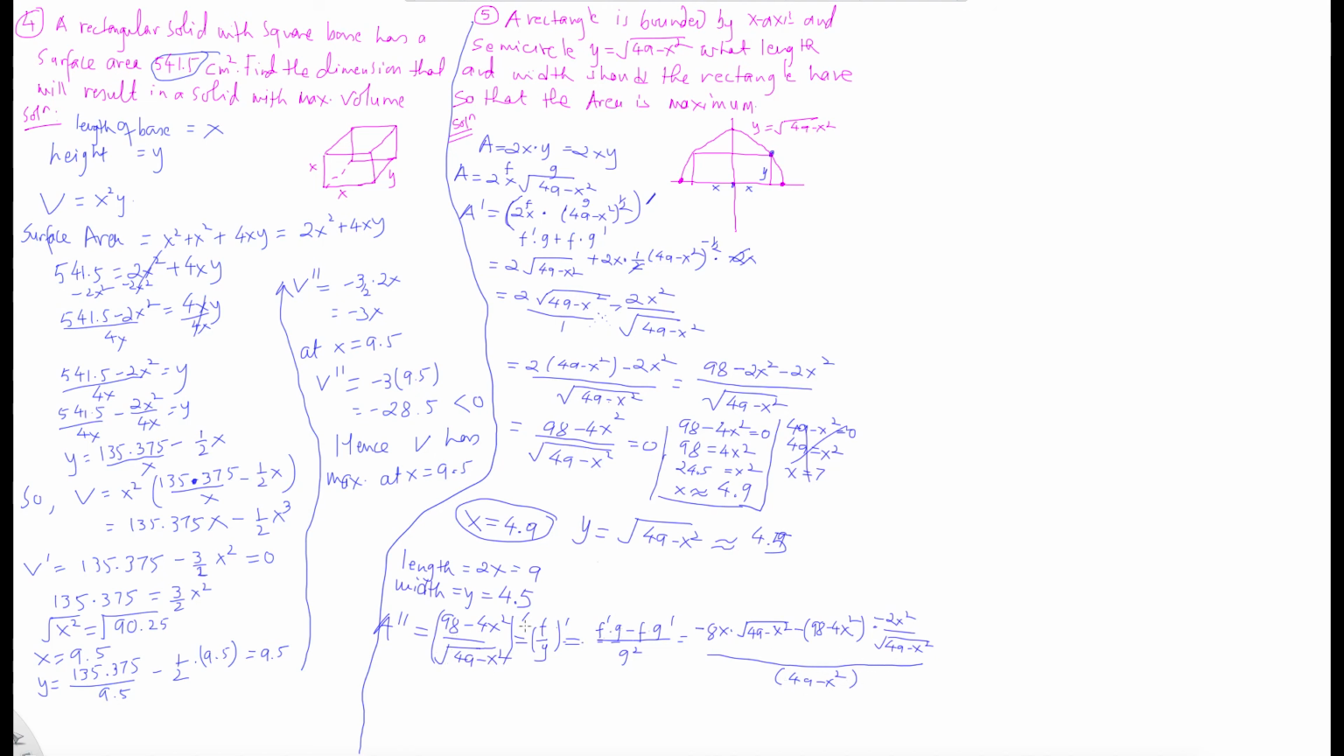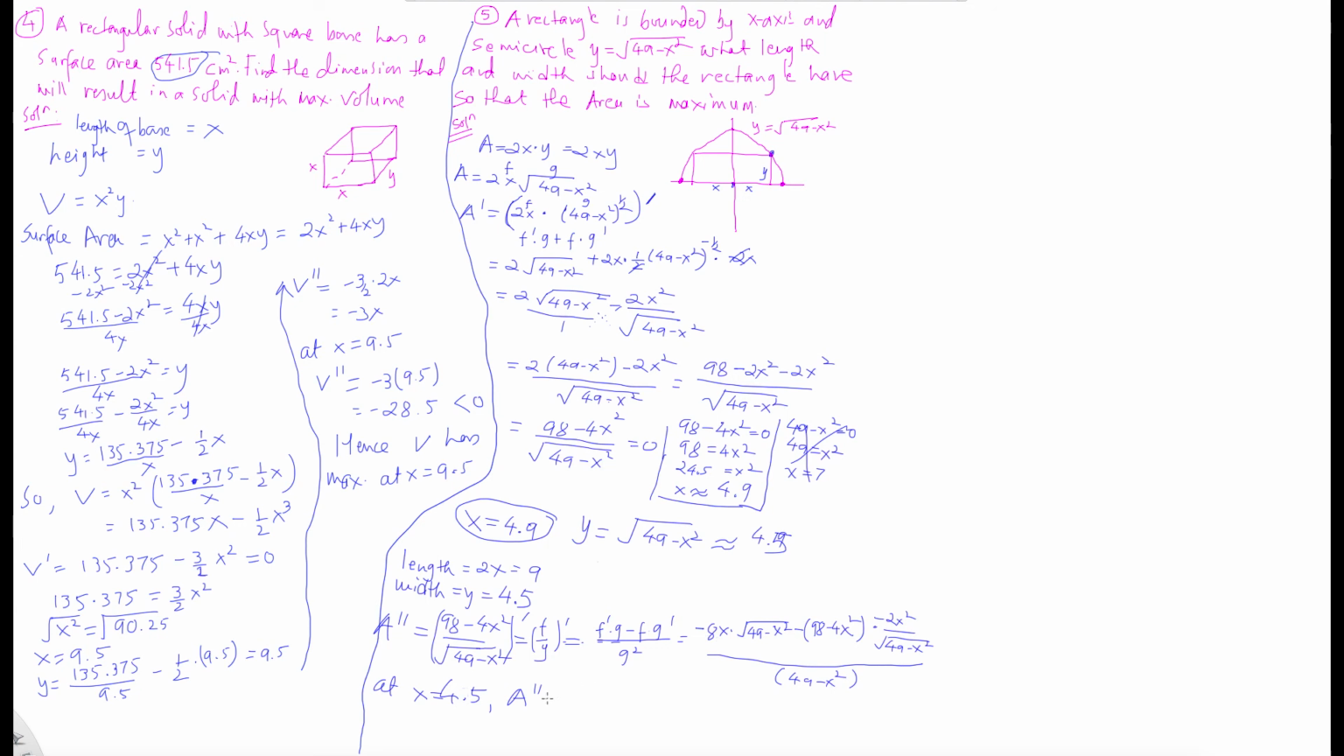That's what you get. If you plug in x equals 4.5, what do you get? A double prime. Let's check. Okay, if you plug in positive 4.5, this will be negative, this will be positive, this is 4.9 squared, this will be 0 basically when you plug in x equals 4.5, and this will be positive, right?